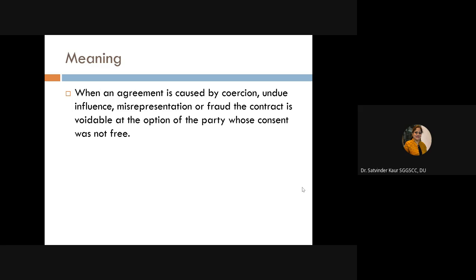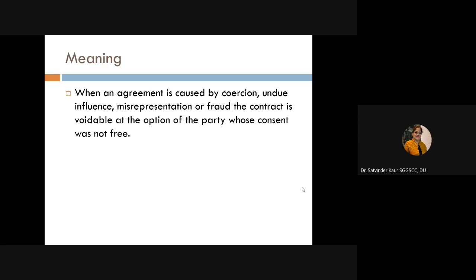So the party is required to set aside the contract and also required to prove that his consent has been affected by coercion. Along with this, we have also discussed that coercion can be applied by a stranger also, it can happen at any place, and the activity must be forbidden by law. So in this particular case, all these essentials we have to keep in mind.